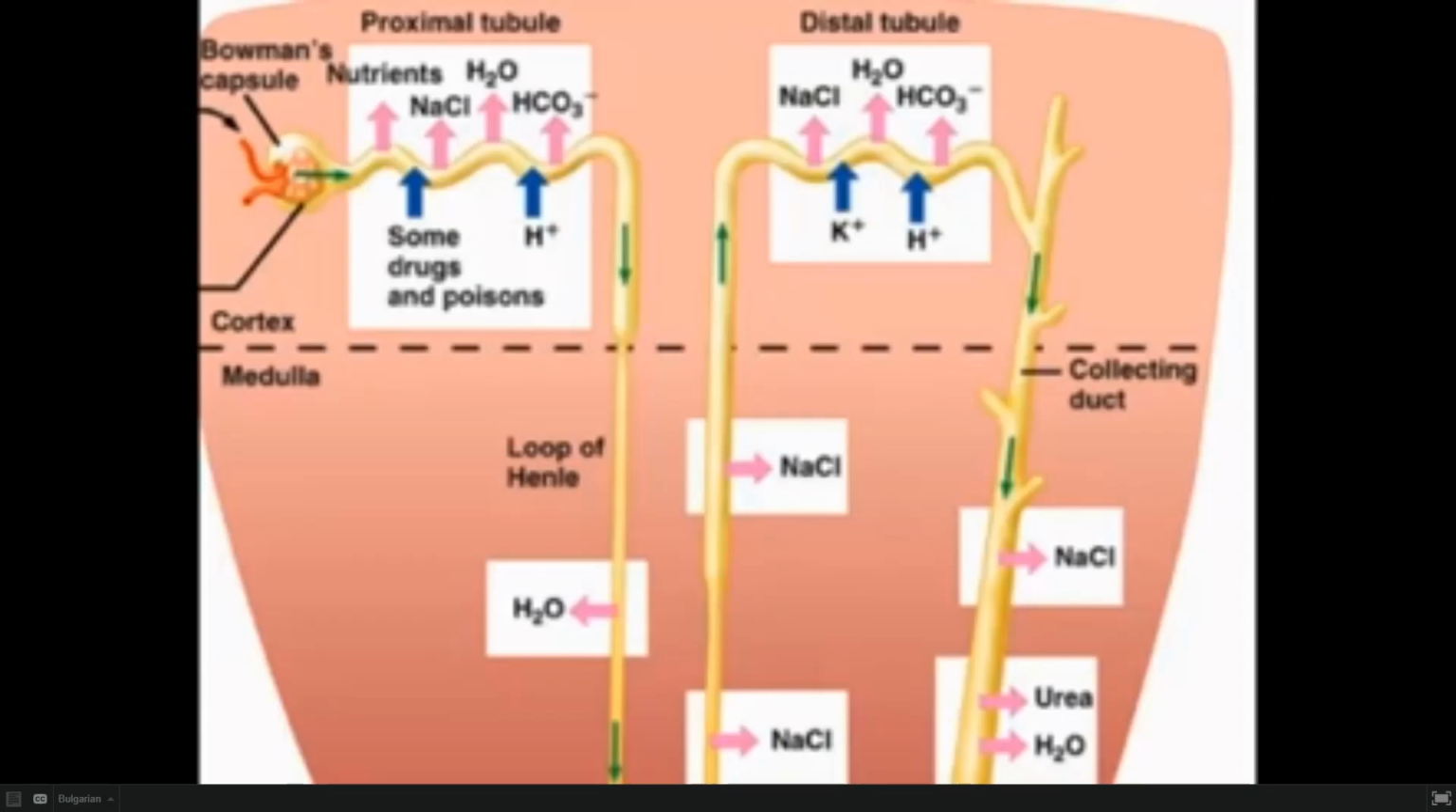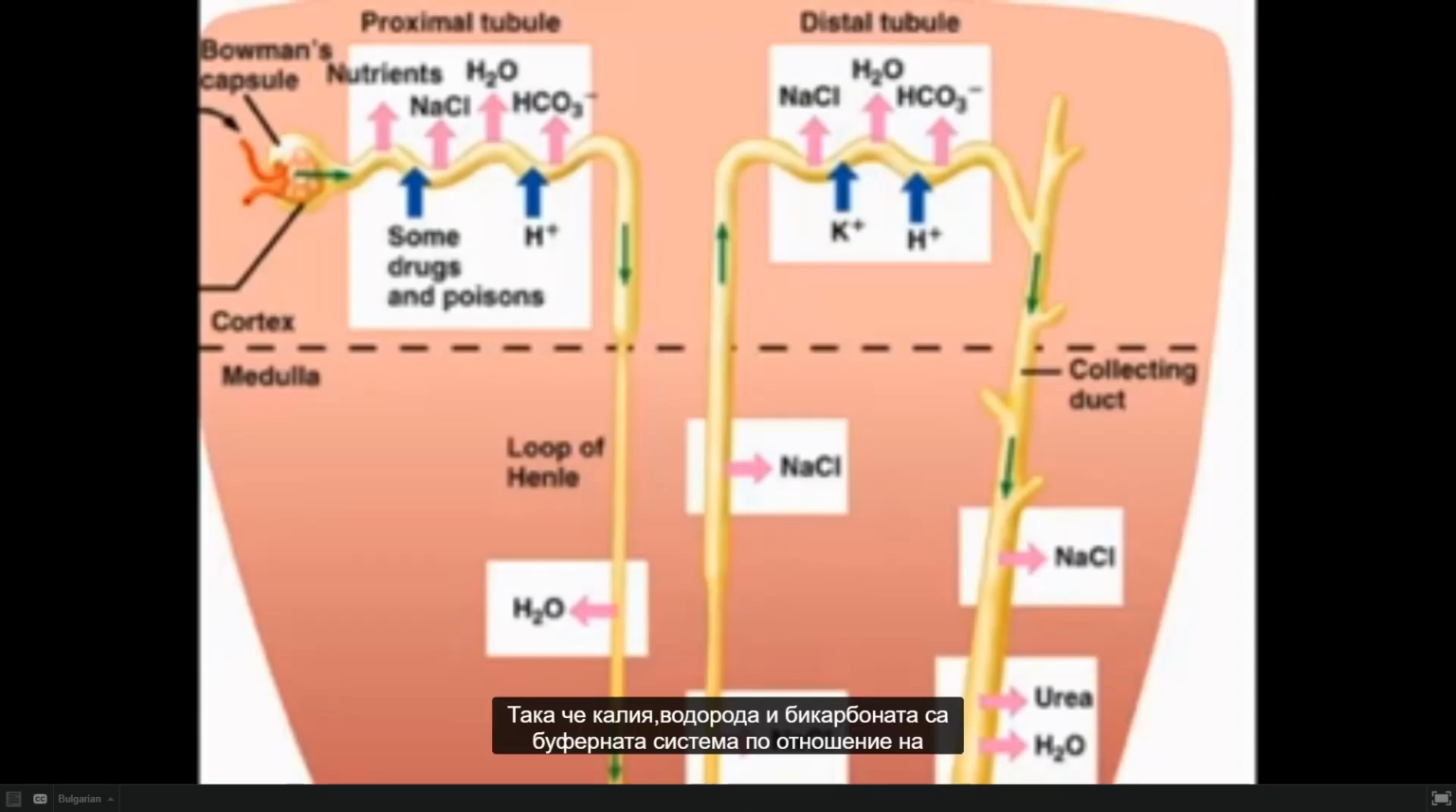Do you understand? So the potassium, hydrogen, and the bicarbonates, this is the buffering system regarding the pH level of our body. I just made my explanation more like a summary because our buffering system and its function inside of the kidney is really so complicated.